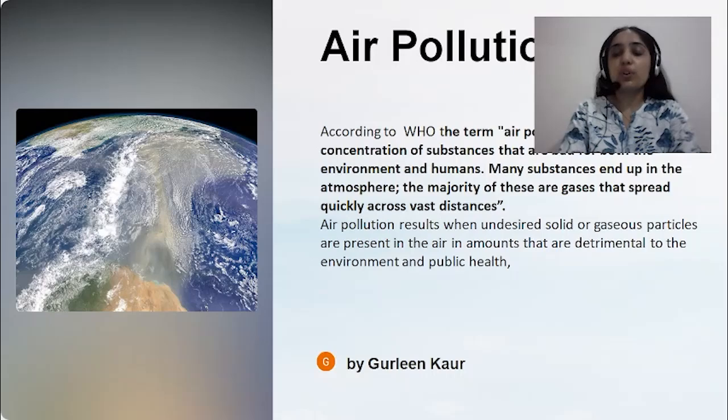Air pollution: all those pollutants which contribute to making the air harmful is air pollution. In easy language, we will say all those solid or gaseous particles which are present in the air and which make it harmful are referred to as air pollution.